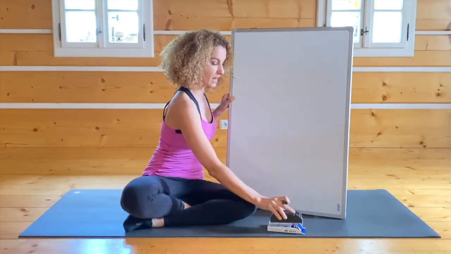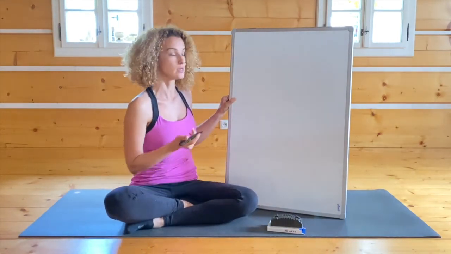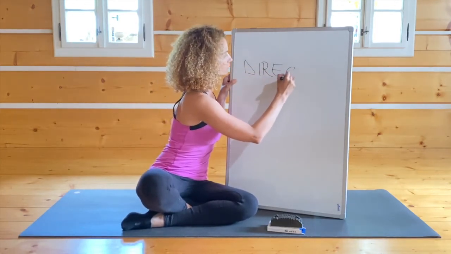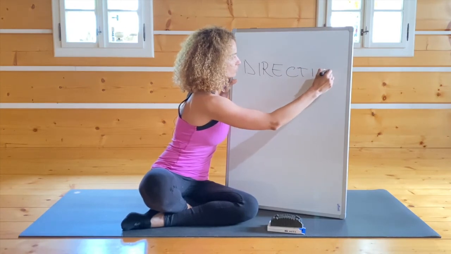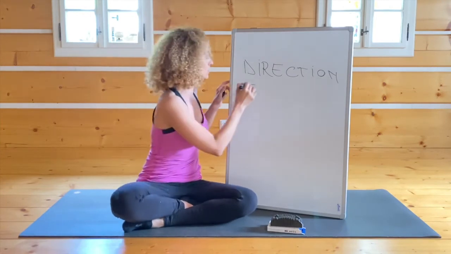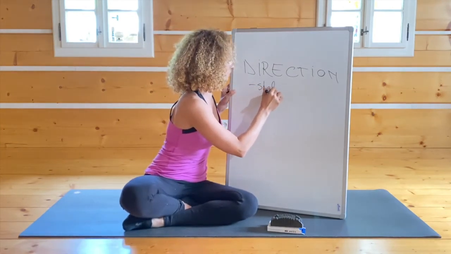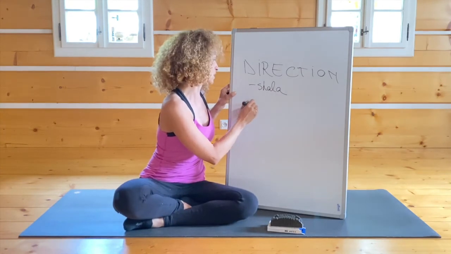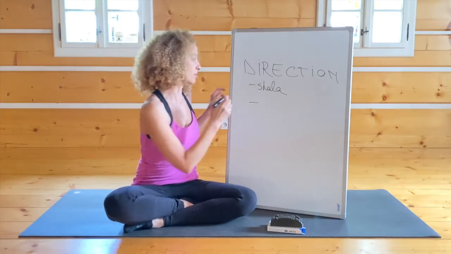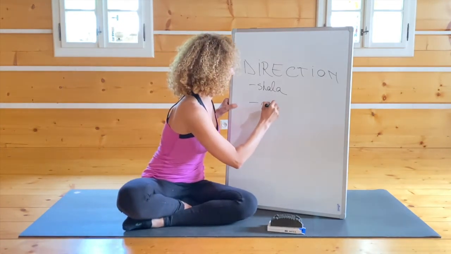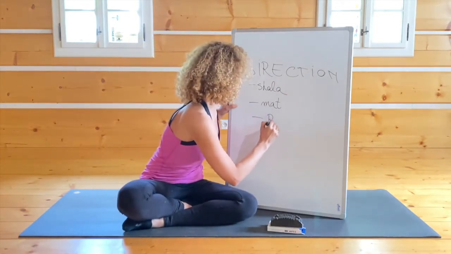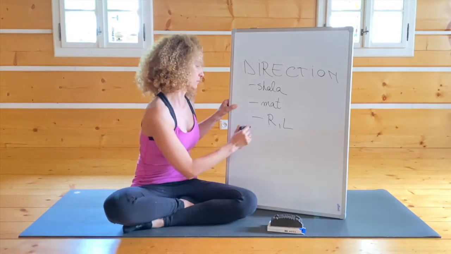And the last section of the formula, direction. You can refer to the yoga studio, to the shala. In Sanskrit, shala means studio. You can refer to your mat. Step the foot to the back of the mat. You can use right and left. You can use the clock.